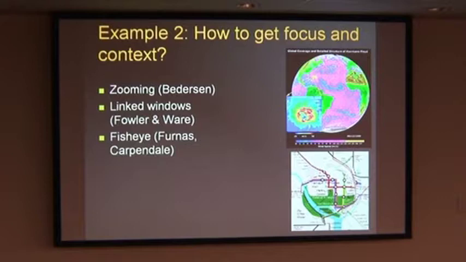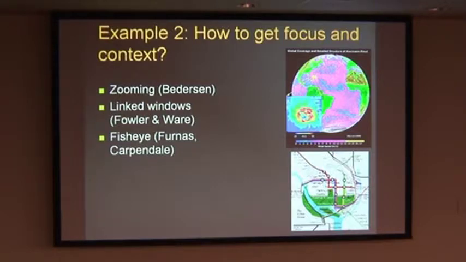Okay, second example. And now I want to get into something that directly invokes working memory. So this is some work that was done with Matt Plumlee, a PhD student of mine a few years ago. One of the big areas of interest in visualization, and I guess in CHI in general, is how to deal with the focus and context problem, how to make it easy to go back and forth between some detailed information and some overview information.